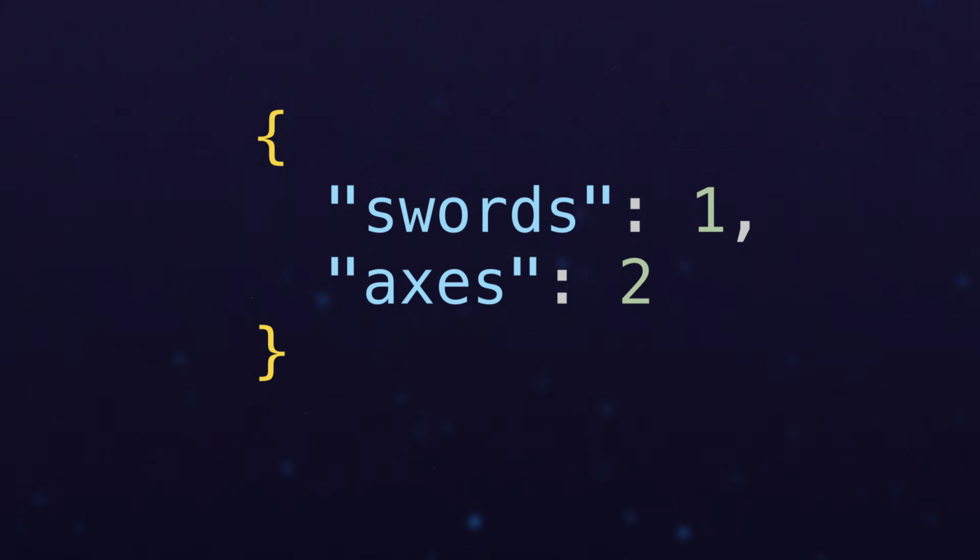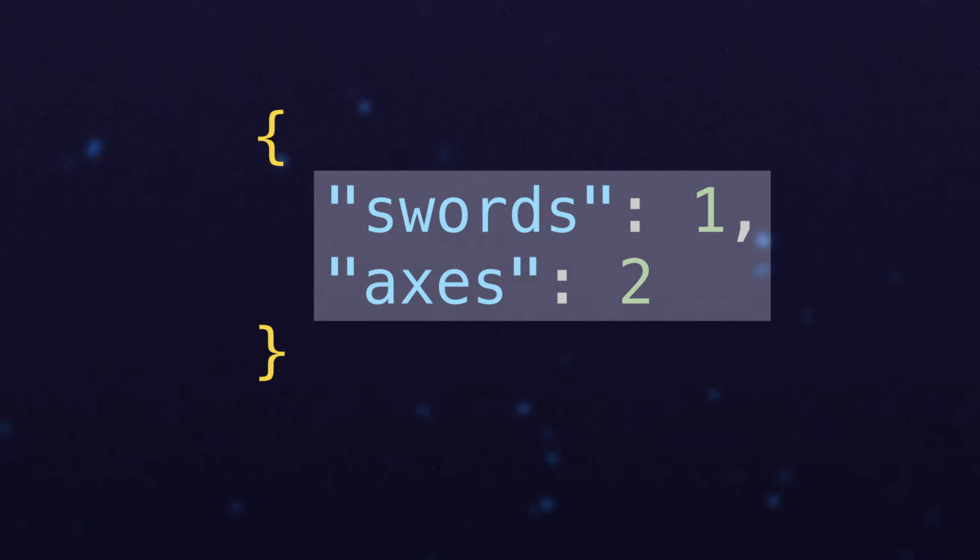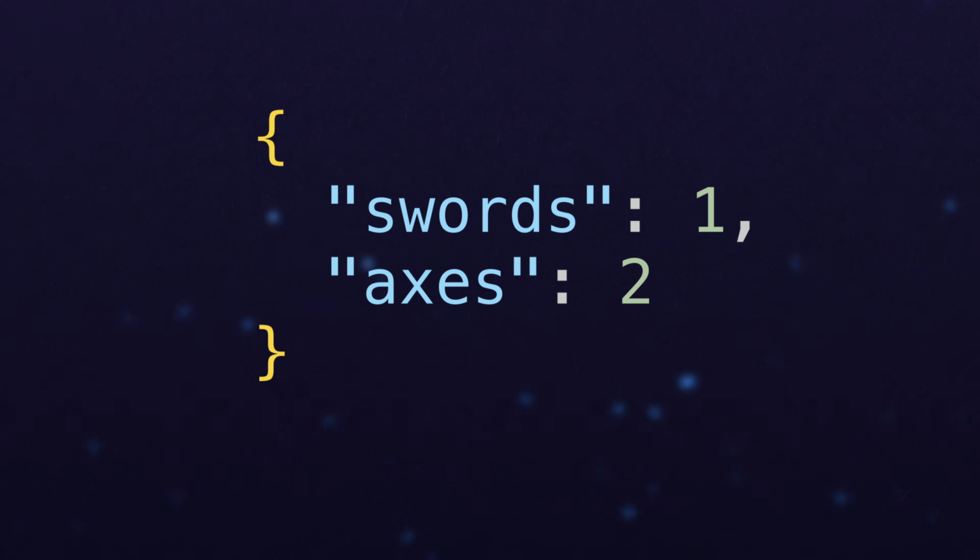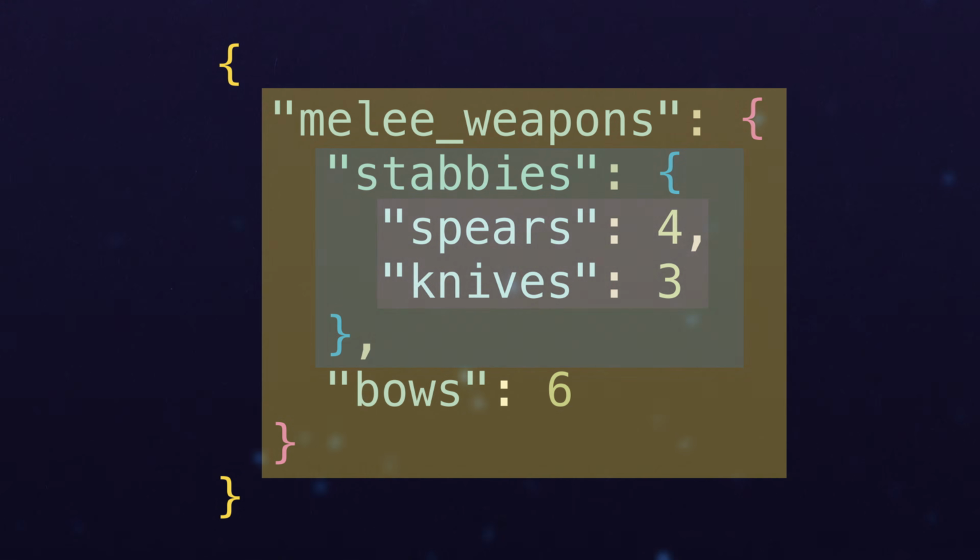Let's say we want to write a function called dictDepth that returns the depth of an arbitrarily nested dictionary. For example, this dictionary only has a depth of 1. It has 2 key value pairs, but there's no nested dictionaries within it. But if you take a look at this dictionary, it has 3 nested levels. Melee weapons corresponds to a second dictionary, which has the key stabbies, which corresponds to another nested dictionary, a total of 3 levels. Now, because the dictionary passed into our function can be arbitrarily deep, recursion is a really good fit for this problem.